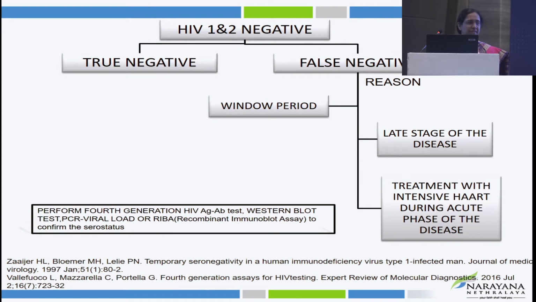Whenever we do testing in the window period, or in the extreme late stage of the disease as seen in our patient, or in treatment with the intensive phase during the acute phase, it can show a negative antibody titer. It's important in this case to show that even if the HIV 1 and 2 is negative, we need to go ahead and chase the cause and treat the patient.